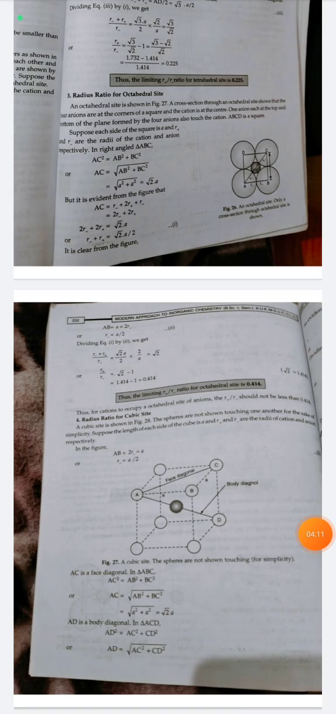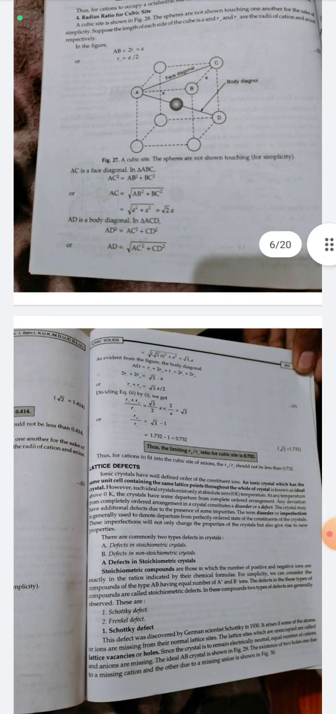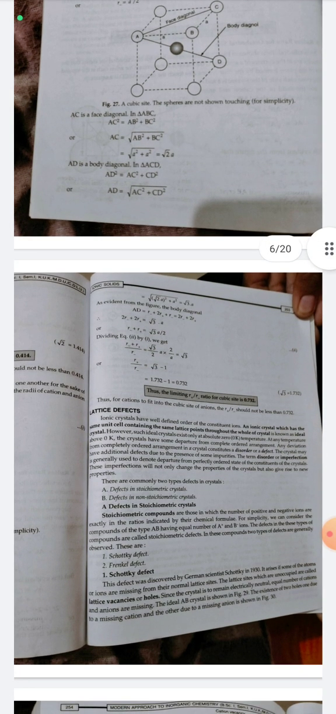Radius ratio for cubic sites. A cubic site is shown in the figure. The spheres are not shown touching one another, for simplicity. Suppose the length of each side of the cube is a, and r positive and r negative are the radii of the cation and anion respectively. Thus, the limiting r positive over r negative ratio for cubic sites is 0.732.